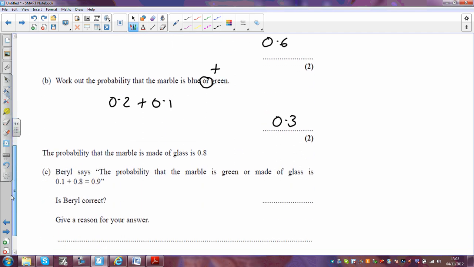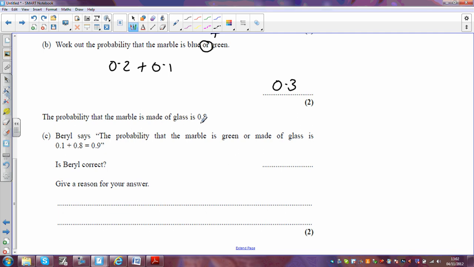Okay, right, the probability that the marble is made of glass is 0.8. Usually, as I've just said, if we have probabilities and the situation is or, we will add the probabilities, but there is an exception to that rule. If it's possible that you can have a marble, in this case, which is made of glass and green at the same time, then you can't just add the probabilities. And we call events that can't both happen at the same time mutually exclusive.